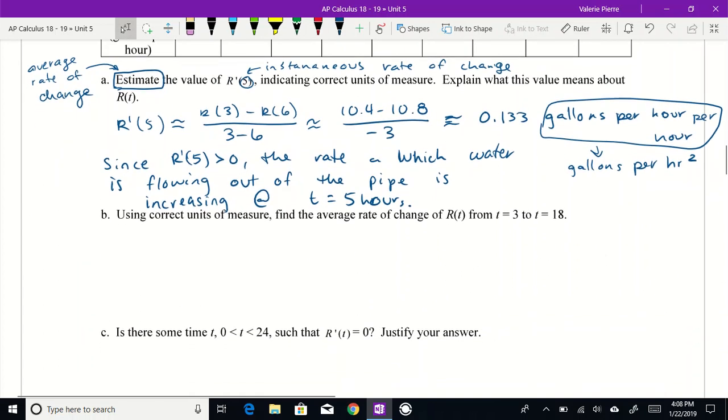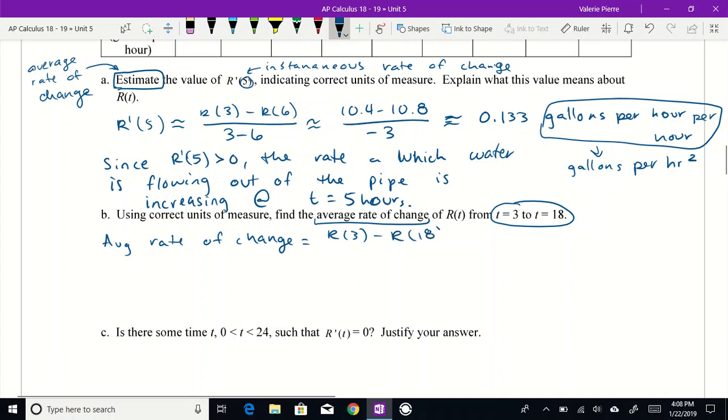All right, so now using correct units of measure, we want to find the average rate of change from t equals 3 to t equals 18. So our average rate of change can be found by taking r of 3 minus r of 18 over 3 minus 18. So 10.4 minus 10.7 over negative 15, which is equal to 0.02 gallons per hour squared.